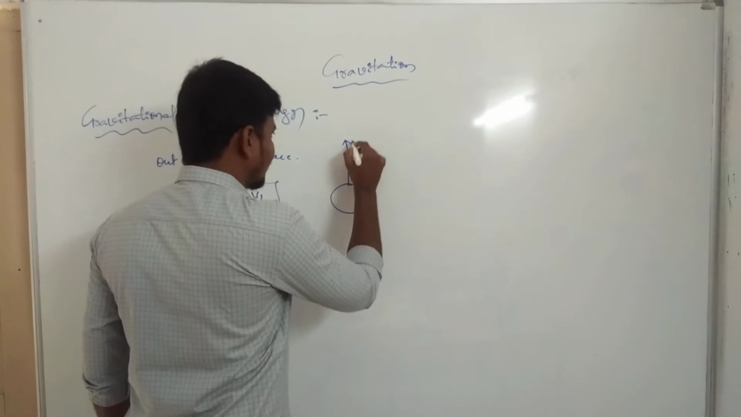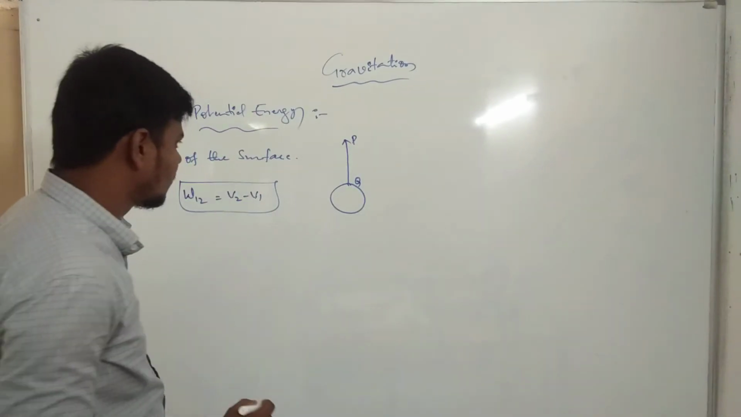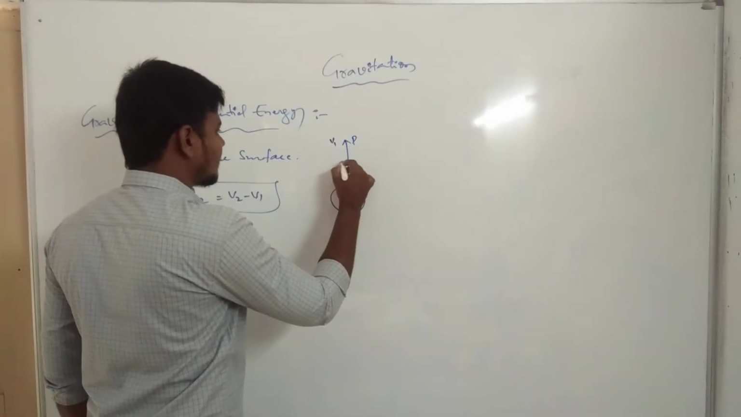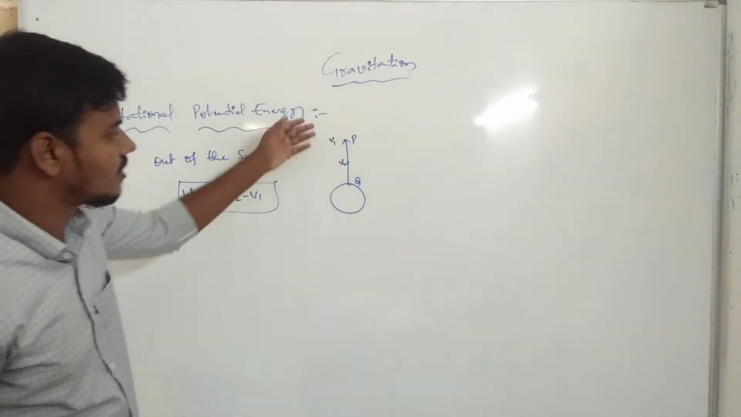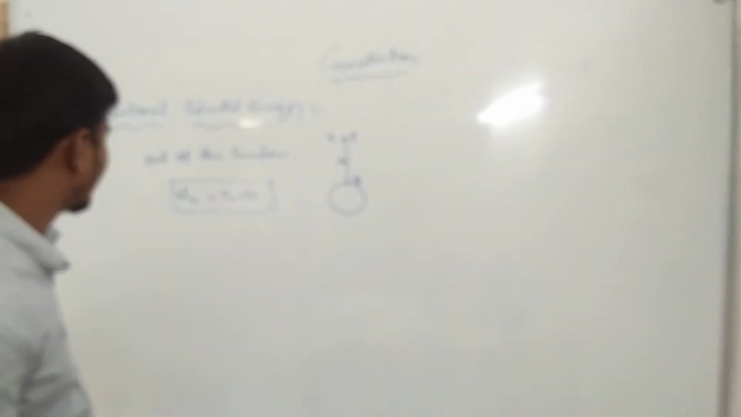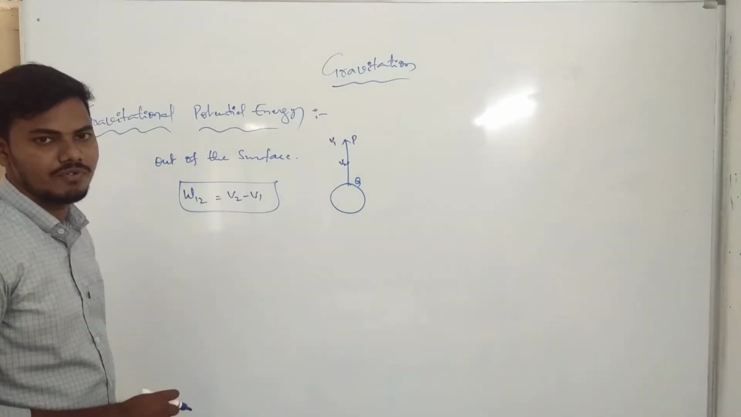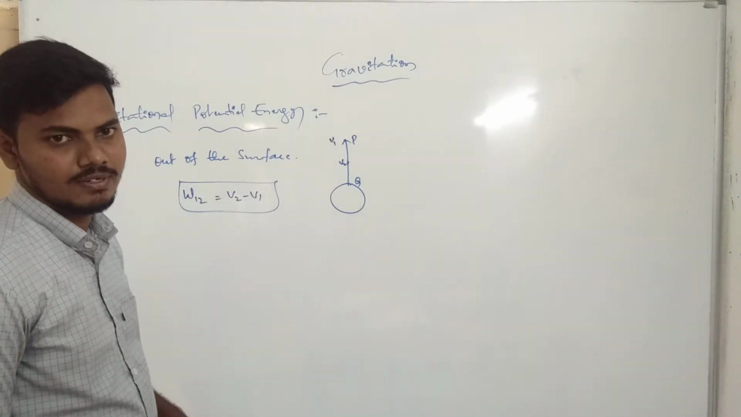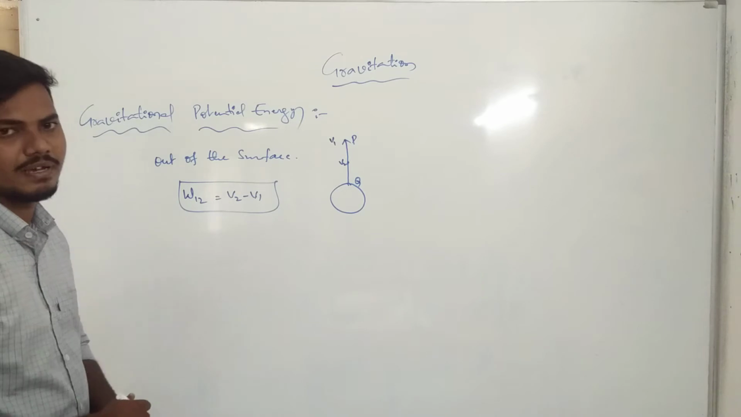We take P as one point and Q as the other point. Clearly, from P to Q the first velocity is V1 and the second velocity is V2. This is the gravitational potential energy we introduce in W12. The work done W12 is equal to the energy at V2 minus the energy at V1. Now there are two cases applicable in this sense.